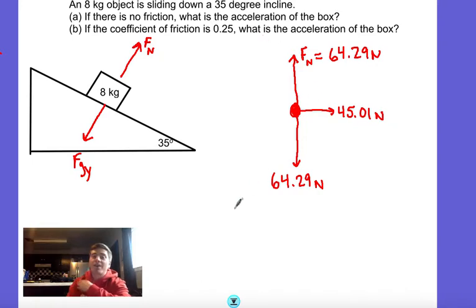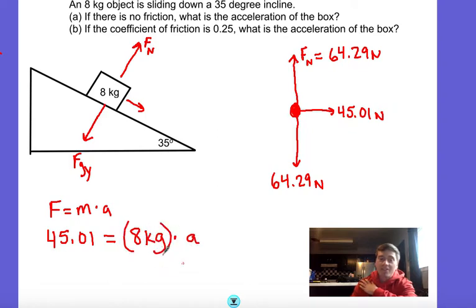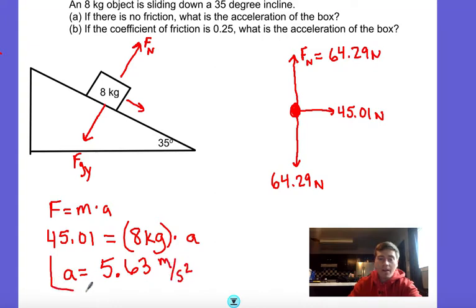What's the acceleration of the box? Well, that's easy because I know that force equals the mass times the acceleration, and I have two of those things. 45.01 is the force that's acting this direction, and I have the mass, which is 8 kilograms. I can find the acceleration by just dividing both sides by 8. The acceleration in this case is about 5.63 meters per second squared. Hooray, that's the acceleration if there is no friction.